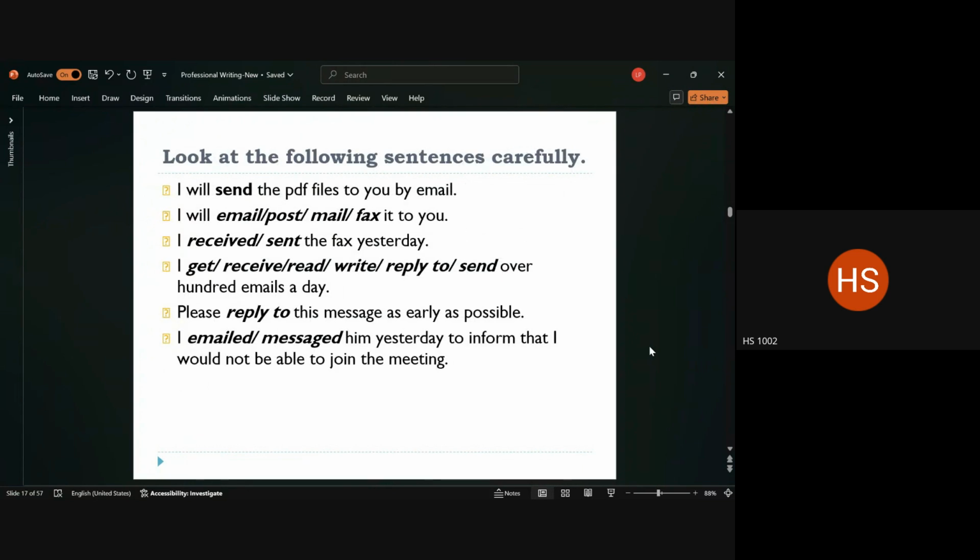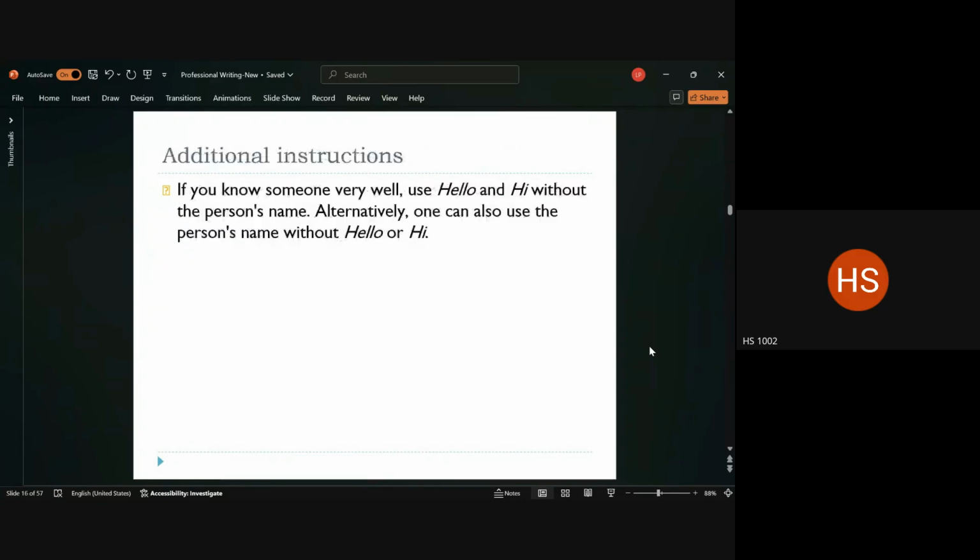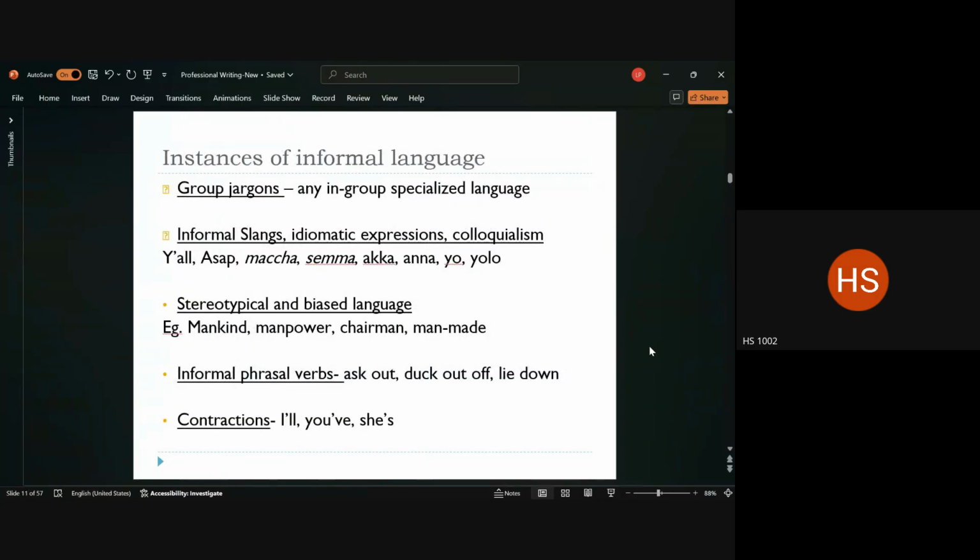Now, before we go to the exercises, there's one more thing that I left behind, which is the instances of informal language. We spoke a lot about what formal language means, how it is important in the writing of email and all that. I would wish to talk to you a little bit about what makes your language informal. How does any kind of composition, whether that's email or any other forms of professional writing, what prompts your language to become informal?